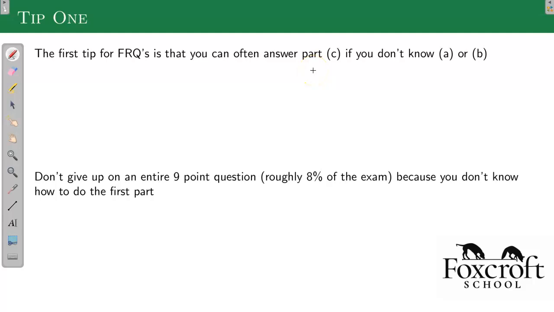So just don't be too scared if you think you did something wrong in a part and you're going to get the next part wrong, or if you didn't know part A, it's still a chance you know B, C, or D. And don't give up on an entire 9-point question. Even if you're writing something down for each part, you could get 1 or 2 points. It's much better than getting 0 out of the 9 points. One of your free responses makes about 8% of your exam grade, so you don't want to skip an entire free response and just automatically know you got 0 points on it.